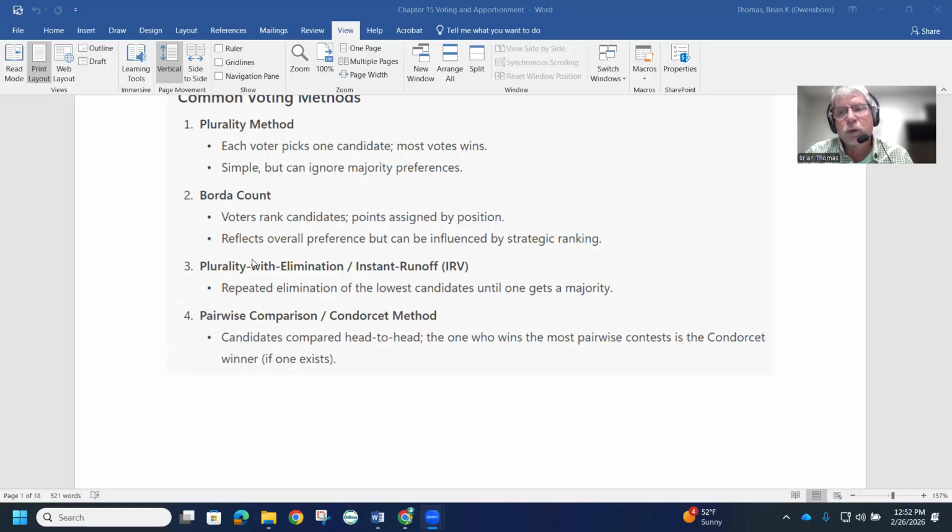Plurality is very simple: winner takes all, basically. You don't have to have a majority. The Borda count is a little bit more involved because it actually does a ranking with points to determine a winner. And then with plurality with elimination, we have what's kind of called an instant runoff, if you will. We start eliminating candidates until somebody ends up with a majority. So those are the three we'll be talking about. We'll start moving into examples now.